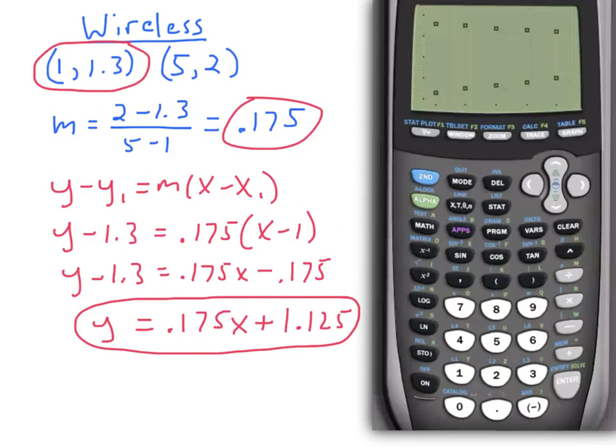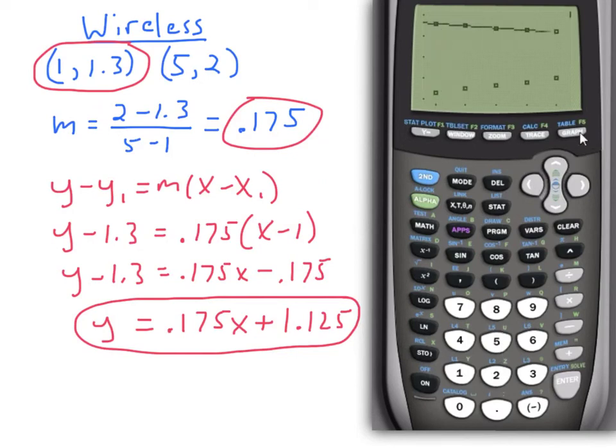So now it's time to graph both equations and use our calculator to determine where they intersect, which is the solution that we're looking for. So we'll start by pressing the y equals key, and we'll enter in that first equation that we came up with a couple minutes ago. So that's negative 0.1x plus 4.7. And then we put our second equation in, which is the one we just found, 0.175x plus 1.125. And then just hit the graph key.